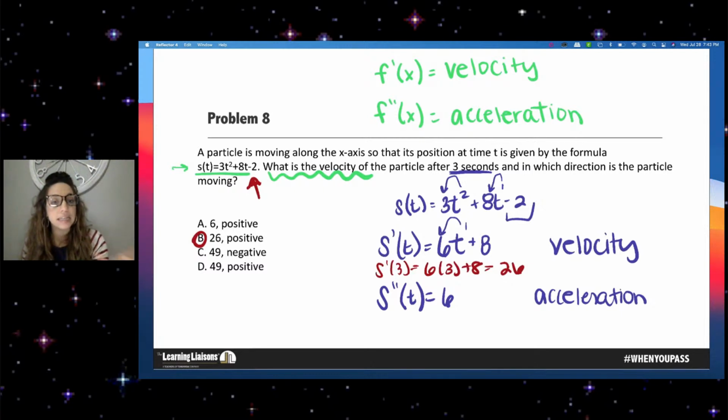So, 26 is going to be the answer. It's moving in the positive direction. If we got a negative velocity, it would be moving in the negative direction.